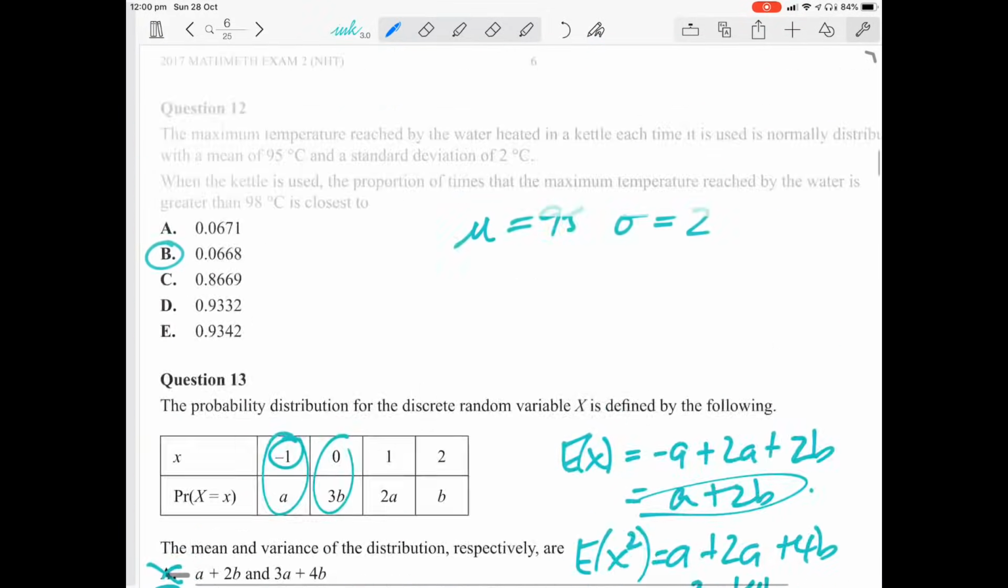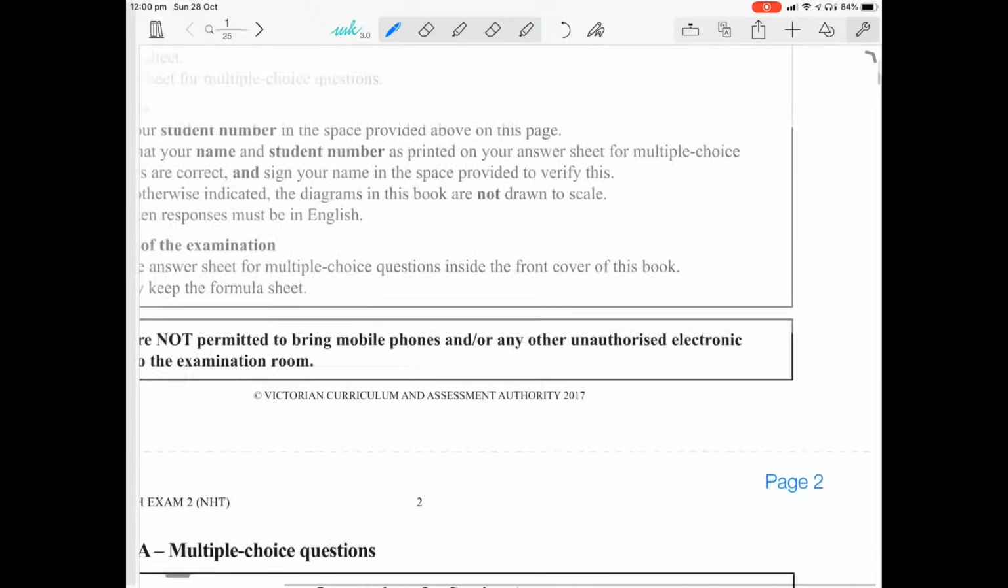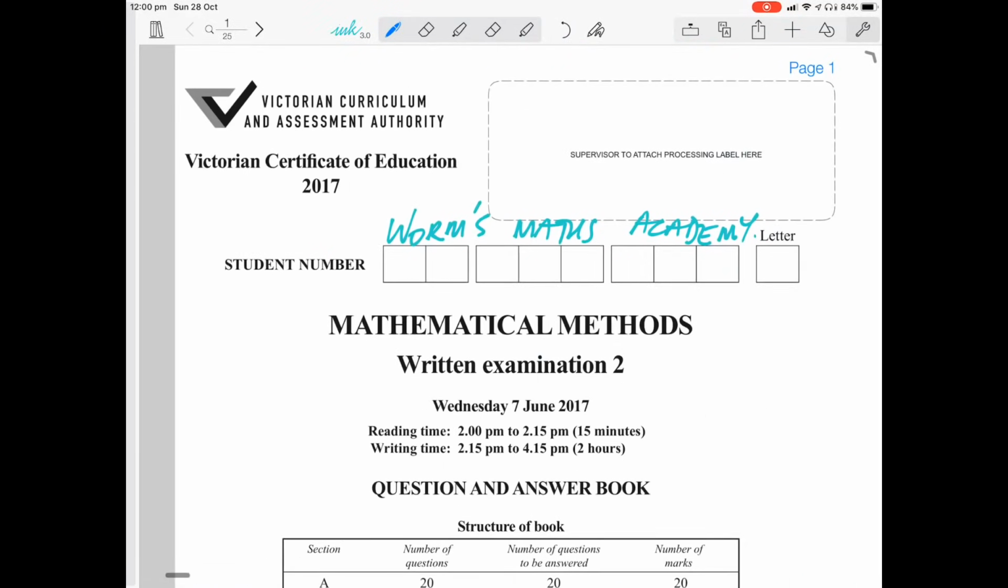So 20 multiple choice. Hopefully we did it in half an hour or less. I'm not too sure because I wasn't keeping any track of it. But yeah, there's exam 2 multiple choice 2017.